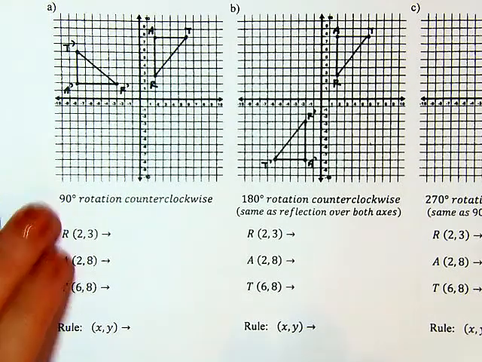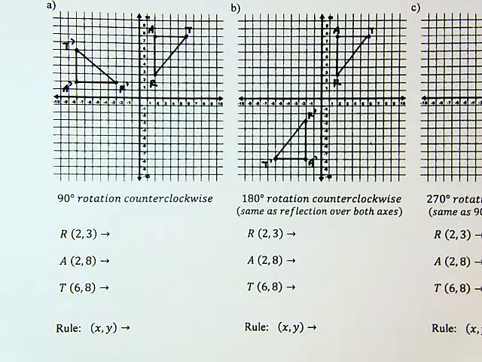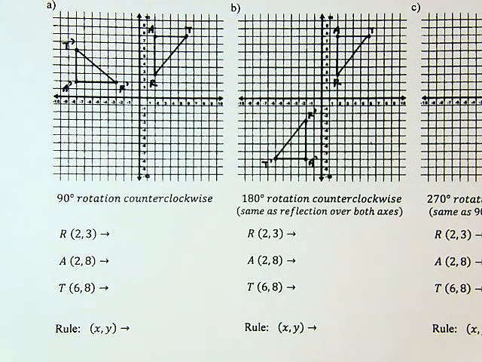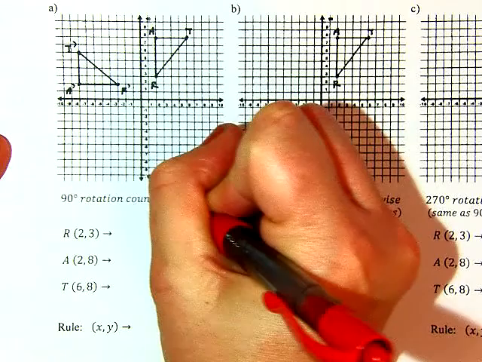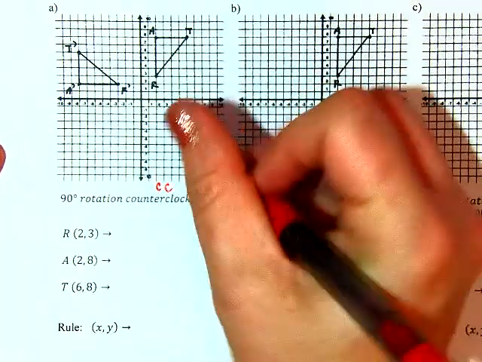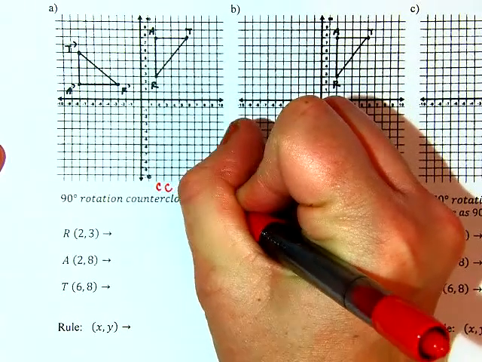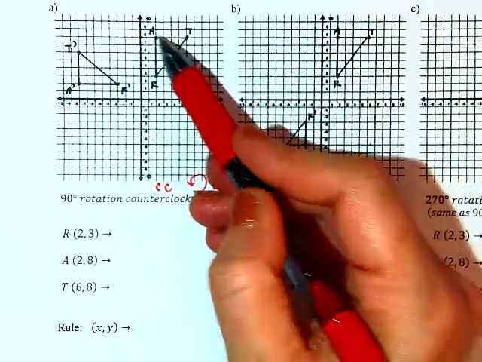So if I'm looking at that first one, we know that triangle RAT is graphed along with its image. So we're looking at a 90-degree rotation that is counterclockwise. So we're going against the clock, right? And that means that we are going to the left like so. And we can see that.